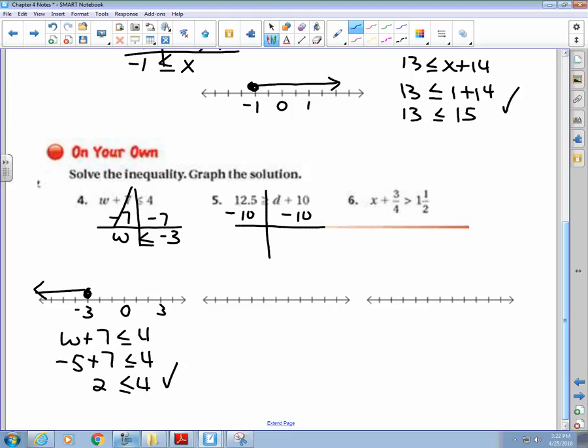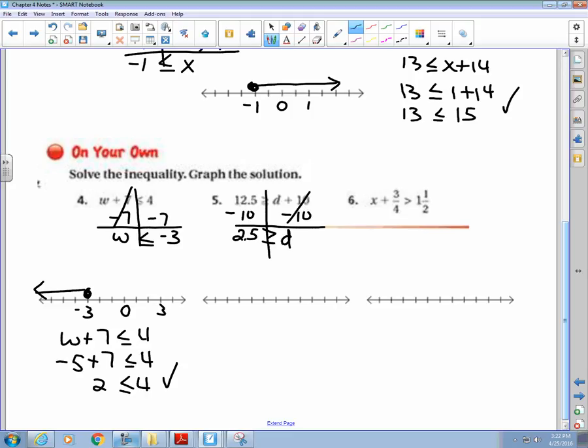12.5 minus 10 on this side is 2.5. Keep my inequality symbol. On the other side, the positive 10 and negative 10 cancel out, and I just have D. Now this is 2.5 is greater than or equal to D, but for graphing purposes, I want to read it the other way. D is less than or equal to 2.5.